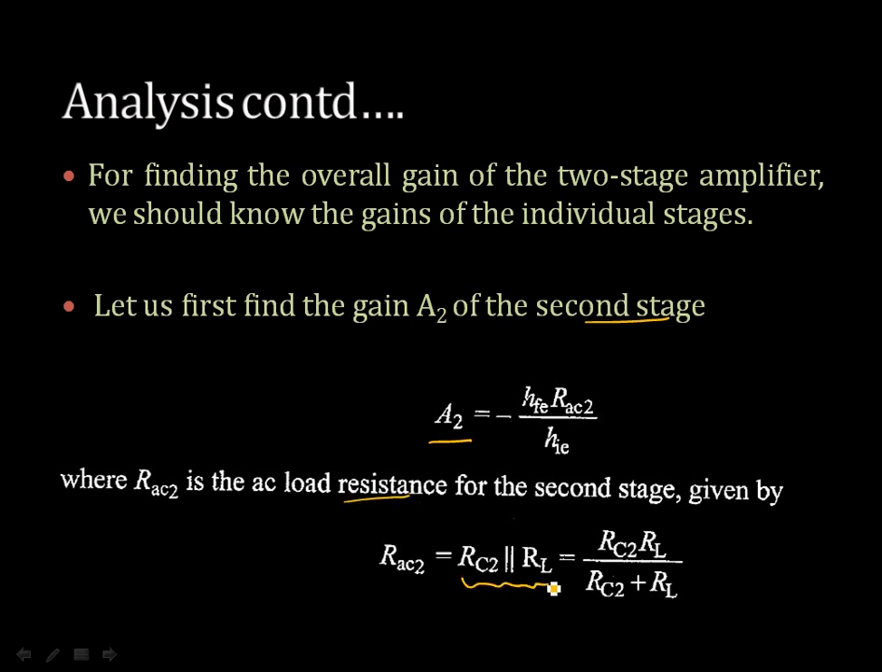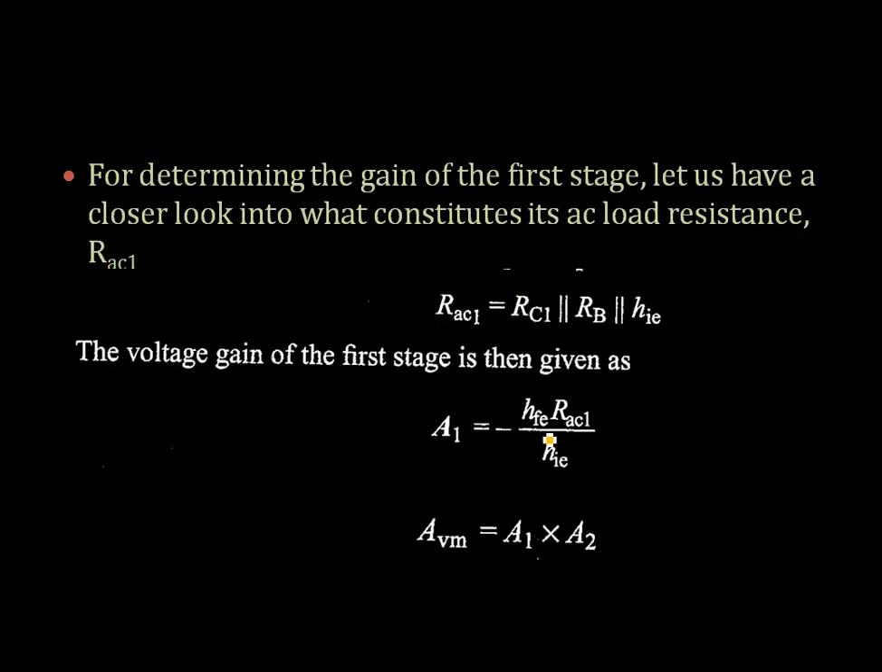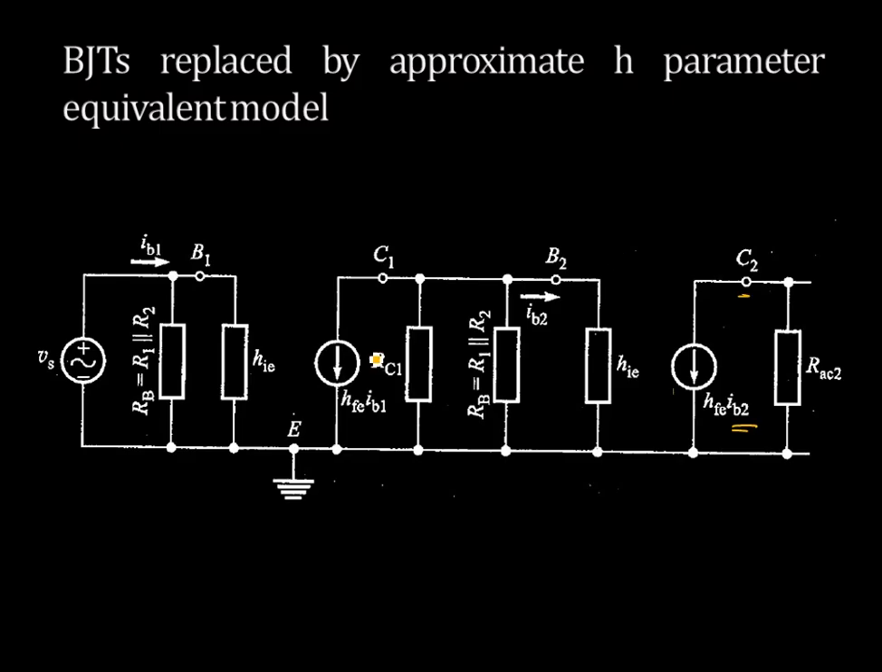It is RC2 parallel to RL. You can refer to the circuit diagram. You have load resistance RL and the collector resistance RC2. The parallel combination will give you RAC2. So this is the output. You have RAC2. So A2 is minus hfe RAC2 by hie of the second transistor. Now, for determining the gain of the first stage, let us have a closer look into what constitutes its AC load resistance. So the second stage, if you see, you can see you have RC1 parallel to RB.